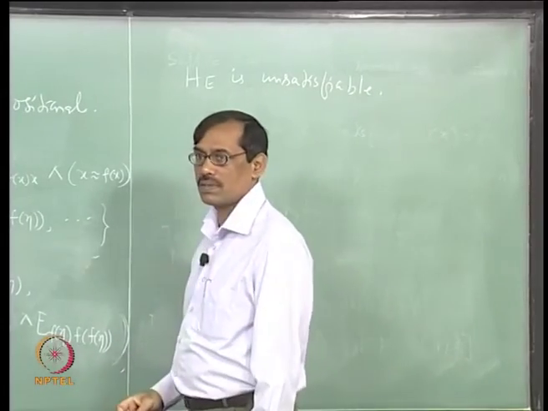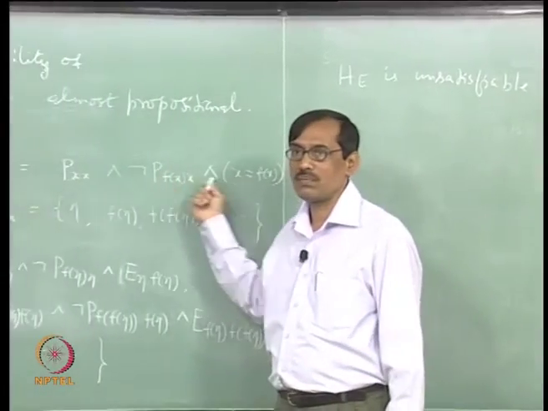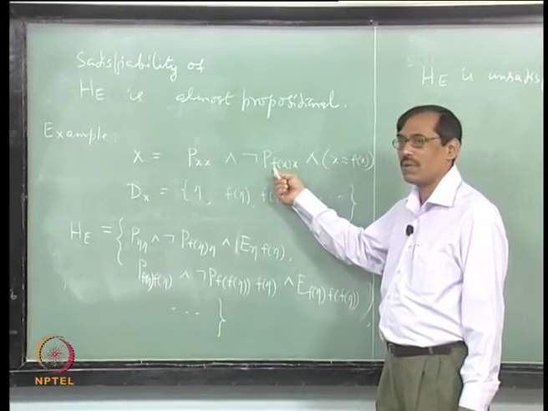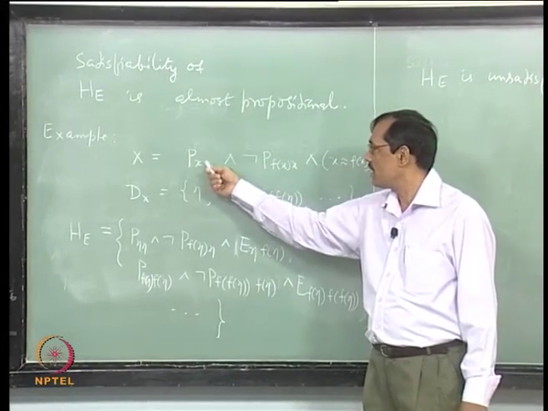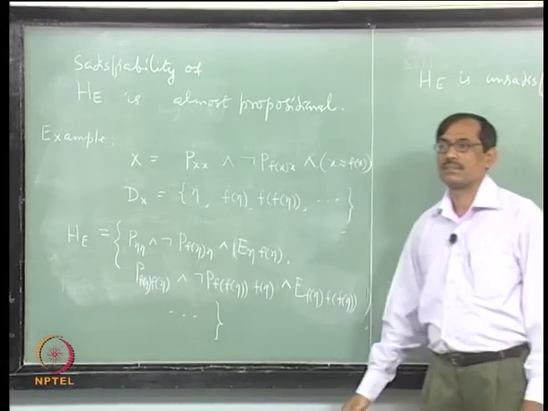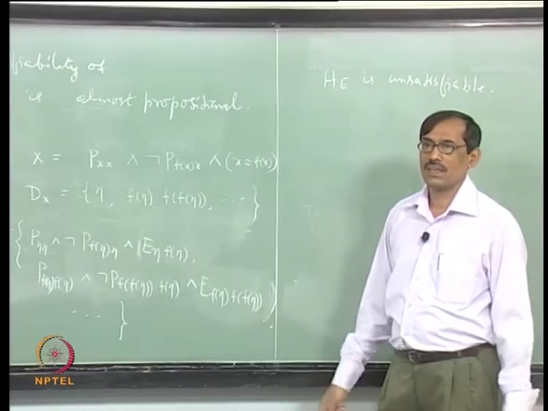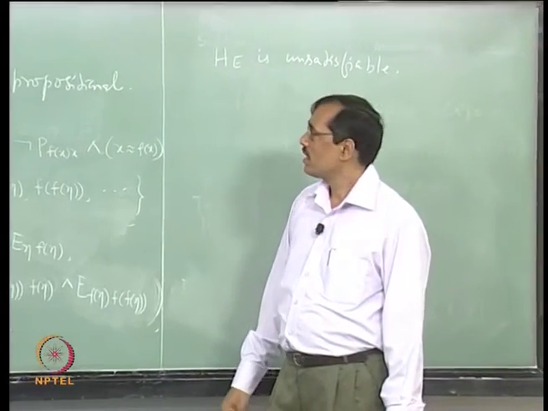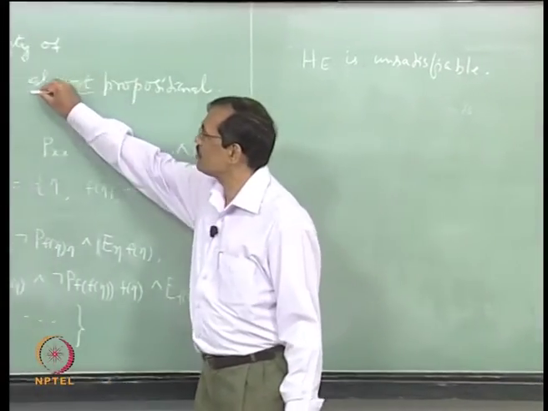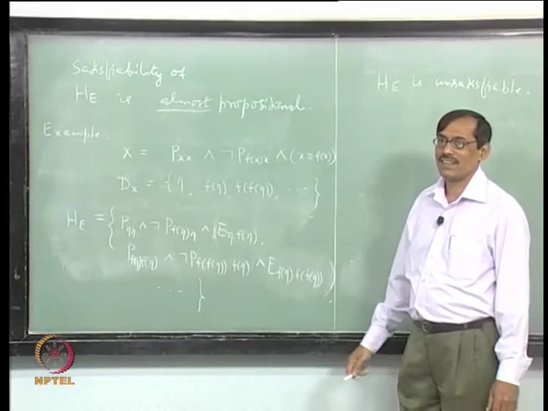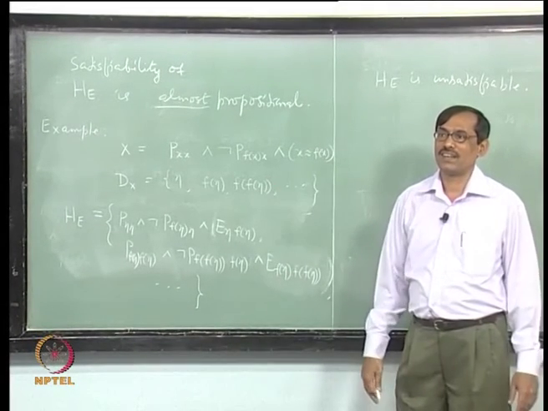It should, because from the formula itself we can see it is unsatisfiable. Doing the same thing here, x substituted by f of x, I get p f of x and not p f of x, fine, which contradict each other. Okay. So, this is the meaning of this almost, except this equality predicate, everywhere it is propositional.